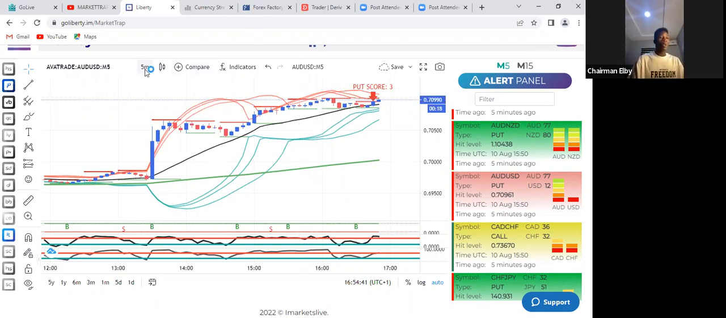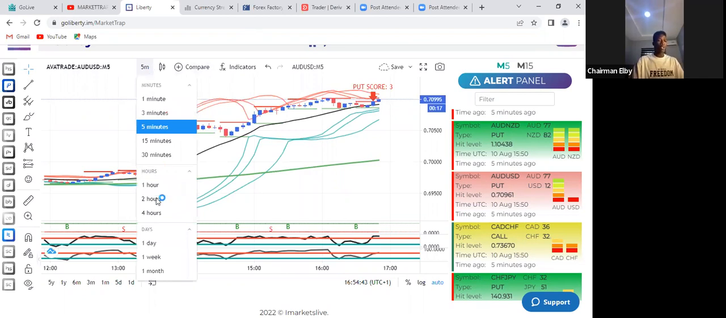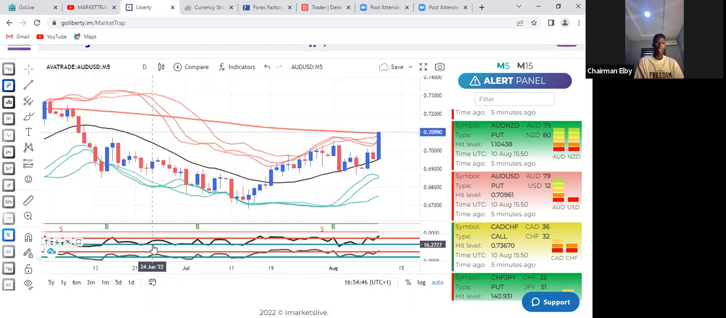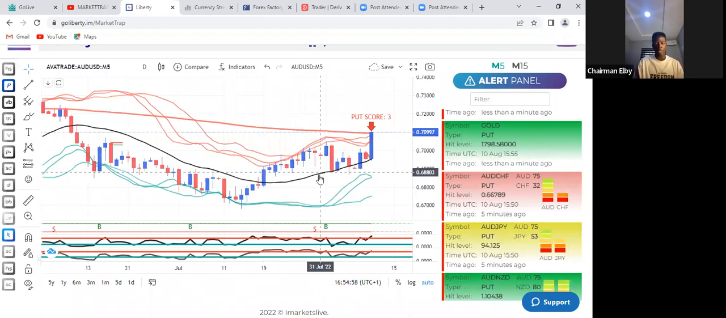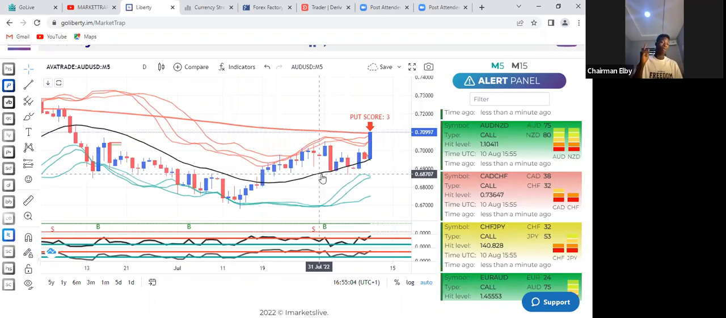So let's go to daily first and see what is happening on daily. Now, guys, look at this. As far as daily is concerned, we can see that price is currently above the moving averages. The black EMA is one of those things that you're going to check.